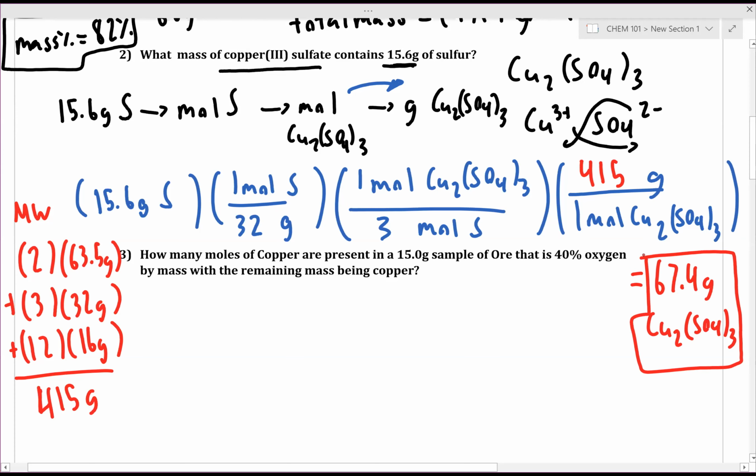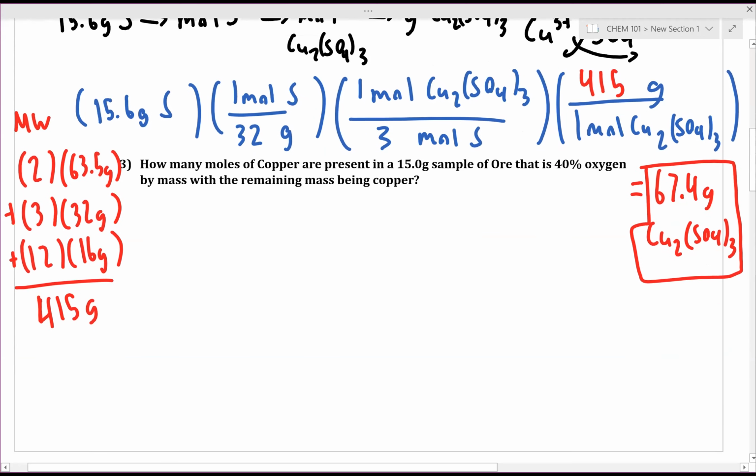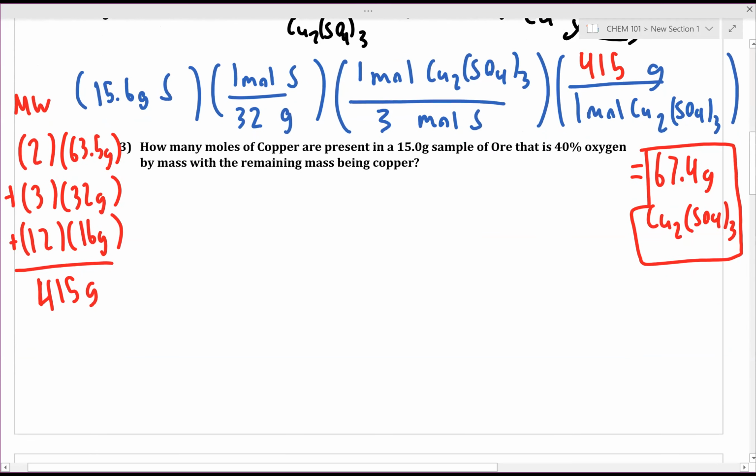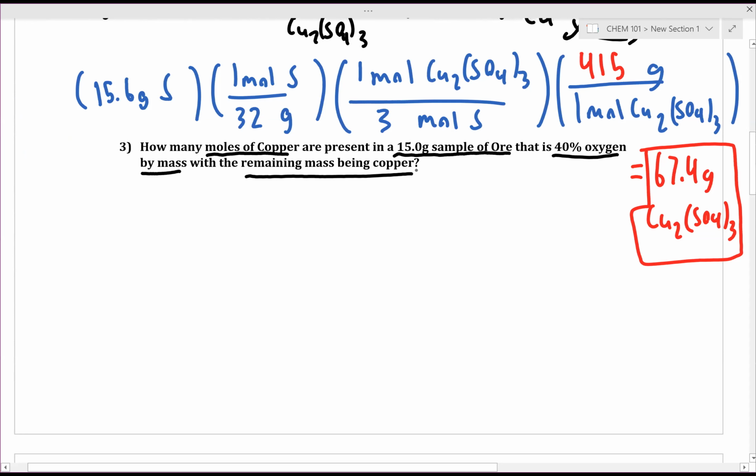Okay, so let's now continue on with our next and final problem. So this last problem is a mass percent conversion. So let's erase this distracting molar mass calculation. Let's just get rid of that for now. And we're asked in this next problem, how many moles of copper are present in a 15-gram sample of ore that is 40% oxygen by mass, with the remaining mass being copper. So this is a classic remaining mass percent problem.